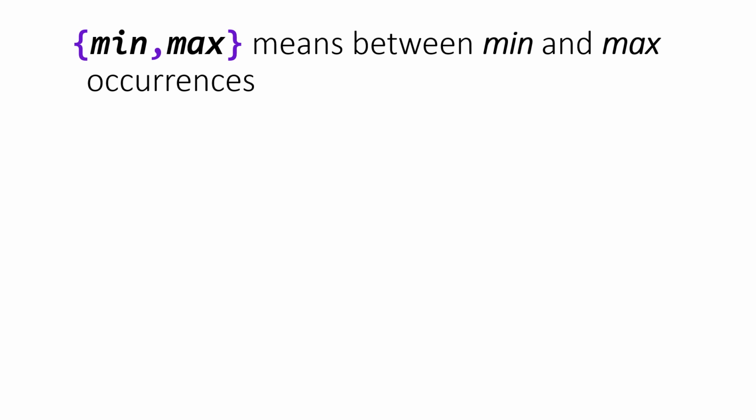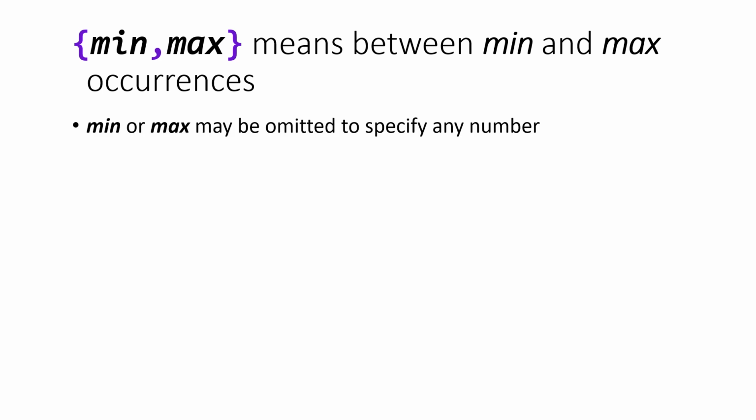One thing I've been showing you on different slides, but I haven't talked about what it means yet, is the curly brace. So if you do curly braces min comma max, it means between min and max occurrences. Min or max may be omitted to specify any number. For example, if you have 2 comma inside curly braces, that means 2 or more. If I have comma 6 inside curly braces, it means up to 6. And if I have 3 inside curly braces with nothing else, then that means exactly 3.